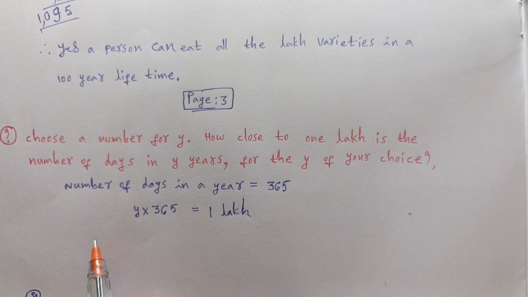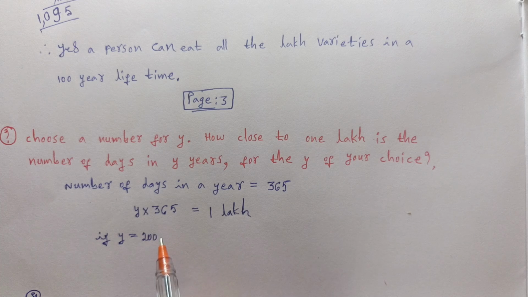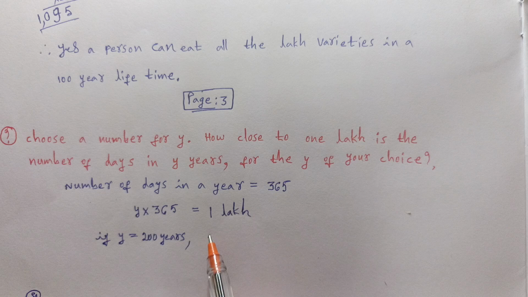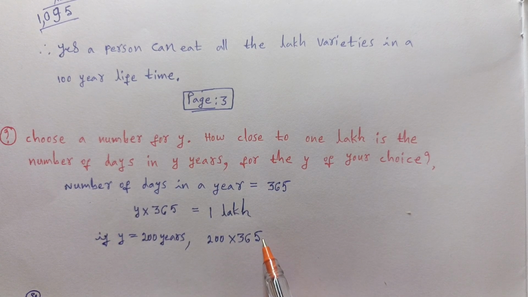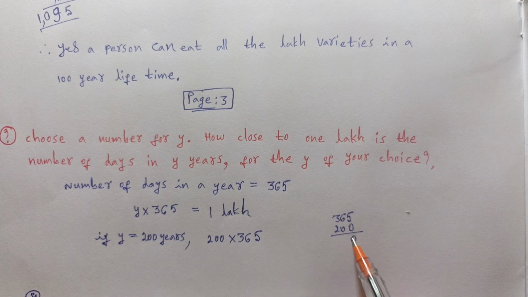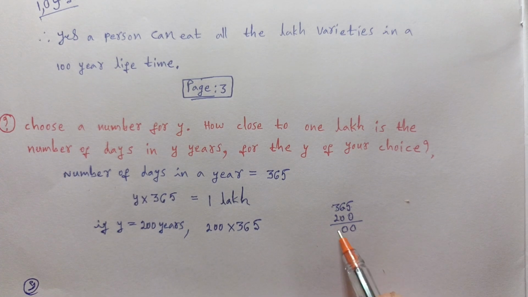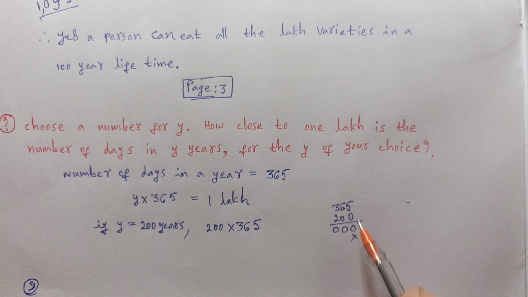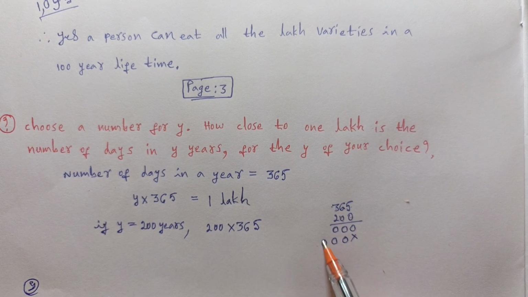For example, here I am choosing y equal to, say, 200 years. So in this case, 200 into 365. If you multiply, what will you get? So 365 into 200. So 0 into anything is 0. So 0 into 5 is 0. Next 0 into 6 is 0. Next 0 into 3 is also 0. Next in the tens place also 0. So that's why I am directly writing 3 zeros here.